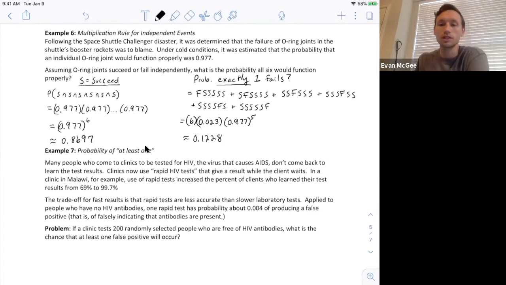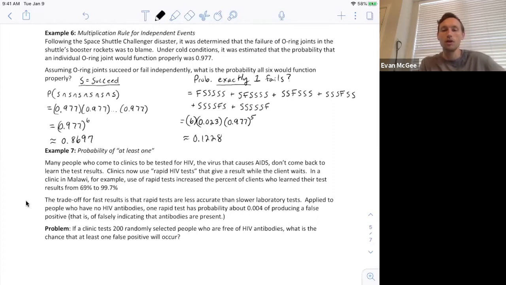So let's look at a different example. Many people who come to clinics to be tested for HIV, the virus that causes AIDS, don't come back to learn the results. Clinics now use rapid HIV tests that give a result while the client waits. In a clinic in Malawi, for example, use of rapid tests increased the percent of clients who learn their test results from 69% to 99.7%.